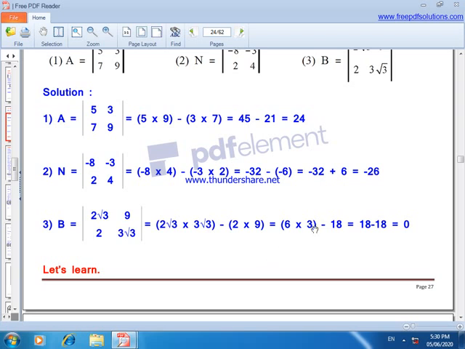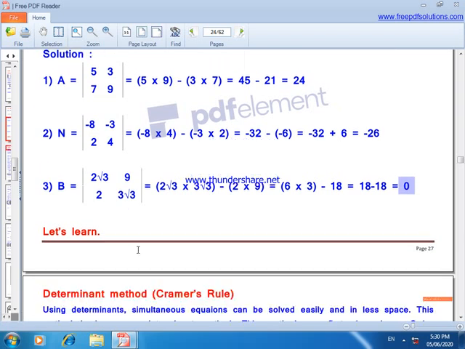So the multiplication is 6 into 3. I repeat again: 2 into 3, 2 3s are 6, then root 3 into root 3 is equal to root 9, the value of root 9 is equal to 3, so it becomes 6 into 3. Minus sign will be as it is, then 2 9s are 18. Here 6 3s are 18. 18 minus 18 is equal to 0, so the value of determinant B is equal to 0.